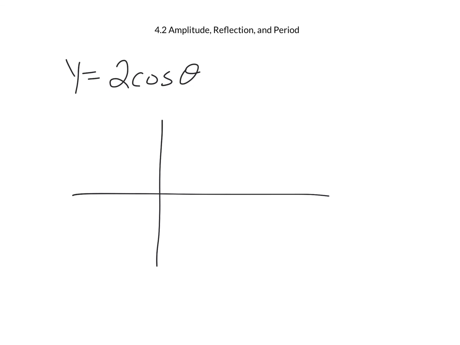All right. Hello. 4.2 amplitude, reflection, and period. Before we get into all those fancy words we start out with, let's graph y equals 2 cosine theta.